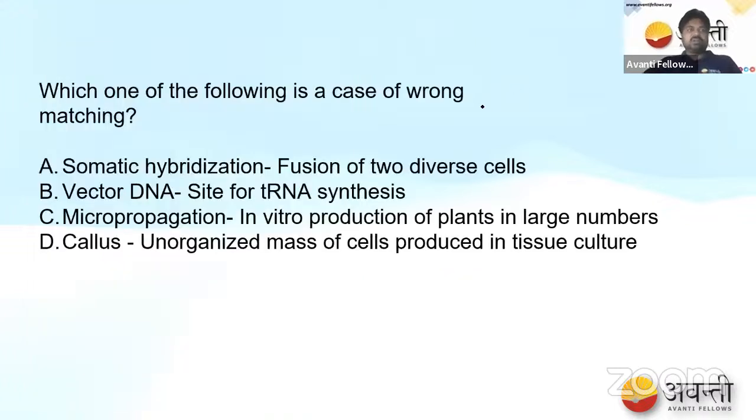Next, which one of the following is the case of wrong matching? Wrong matching किसका है यहाँ पर? Option A, somatic hybridization, fusion of two diverse cells. Option B, vector DNA, site for the tRNA synthesis. Option C, micropropagation, in vitro production of plants in a large number. Option D, callus, unorganized mass of cells produced in tissue culture. ठीक है, so I am launching poll for it.